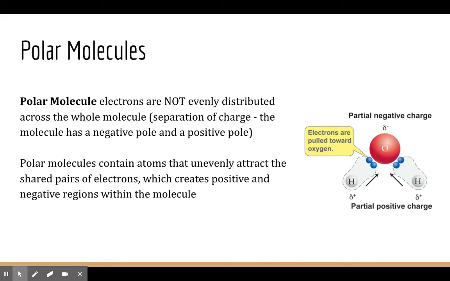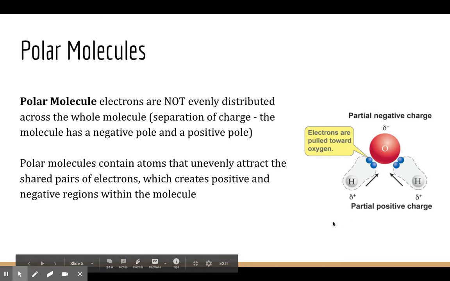So like a magnet, which has two poles, a negative and a positive. Polar molecules contain atoms that unevenly pull shared pairs of electrons. We went over that already.